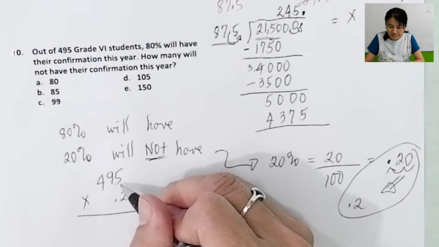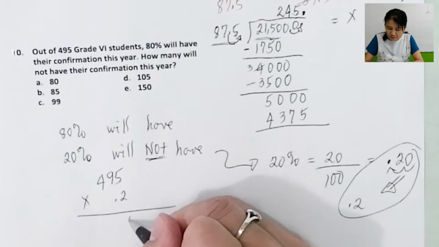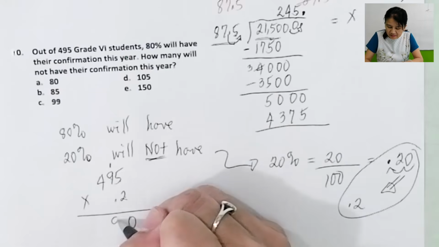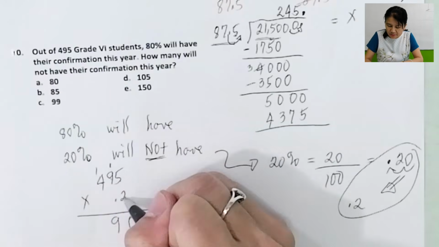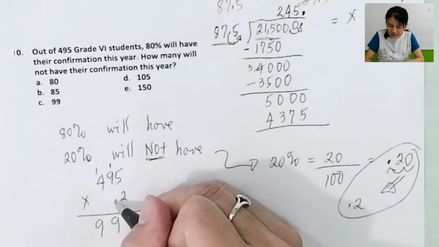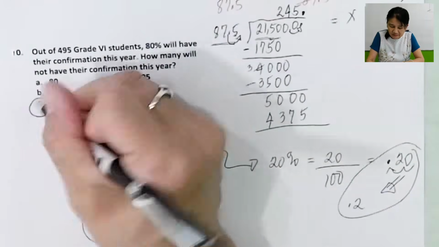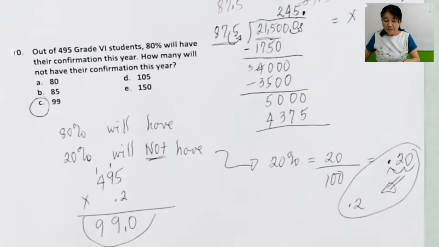Now multiply them. 5 times 2, 10, carry 1. 9 times 2, 18, 19, write 9, carry 1. 4 times 2, 8 plus 1 is 9. One decimal place. So there are 99 students who will not have their confirmation this year.